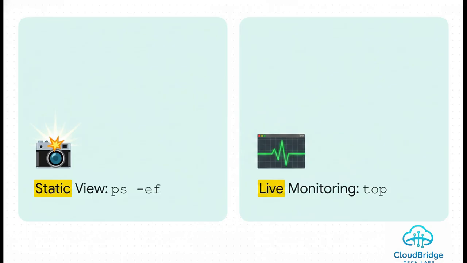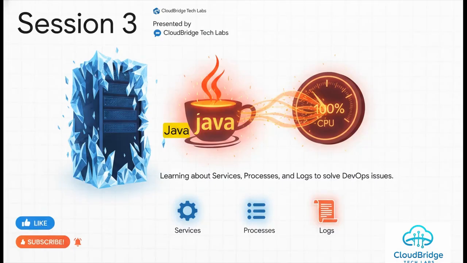Top is like a dynamic live heartbeat monitor for your system. It constantly updates so you can see exactly who is hogging the resources in real time. So let's look at another absolute panic situation.